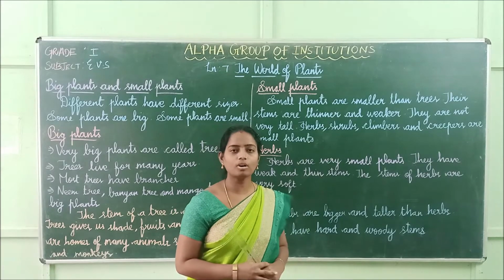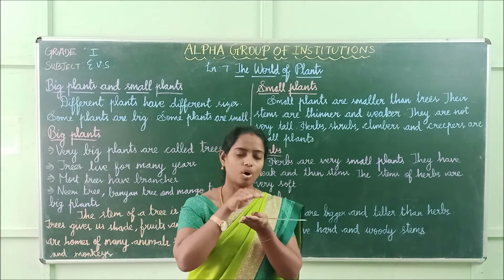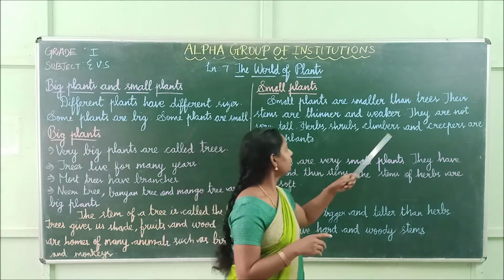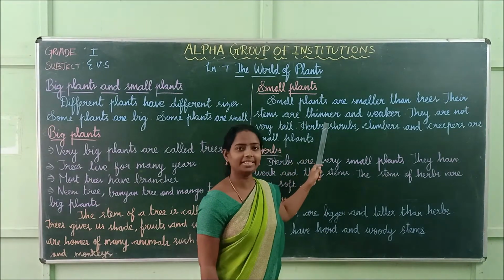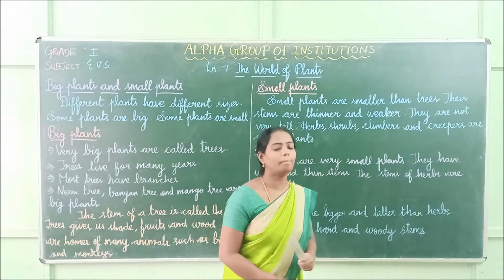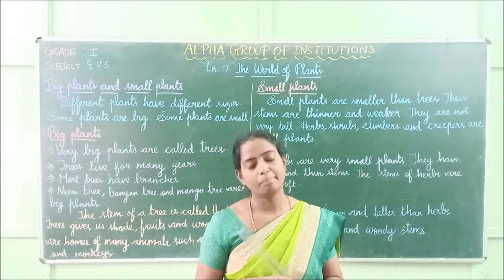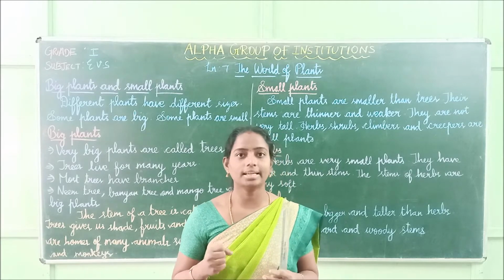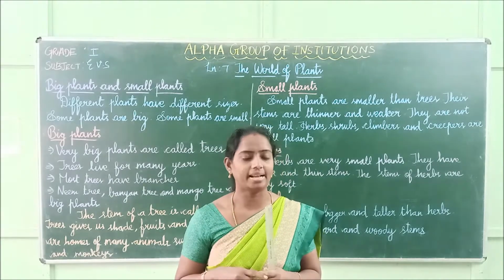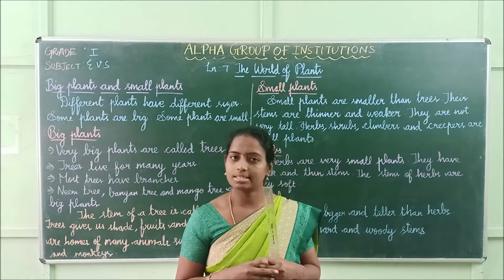Small plants are smaller than trees, isn't it, children? So we call very small plants just plants, okay. Their stems are thinner and weaker. But big plant stems are thicker and very strong. So compared to the big plants, small plant stems are very thin and weak.